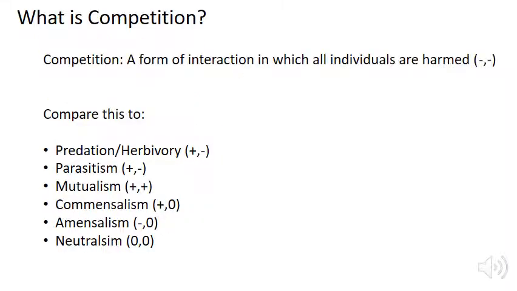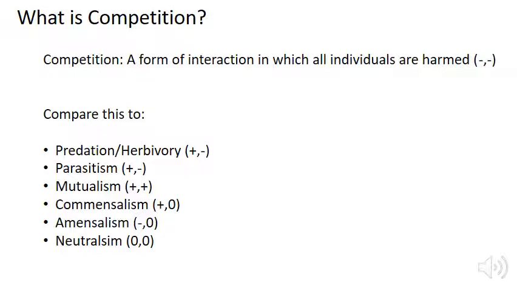So first of all, what is competition? Well, competition can take many forms, and that's something we'll come on to in a few slides' time. But the broad definition is it's a form of interaction, an antagonistic form of interaction, in which all individuals are harmed. So both parties of the interaction get a negative from the interaction.